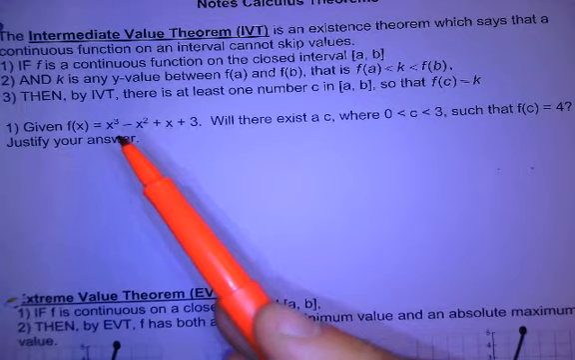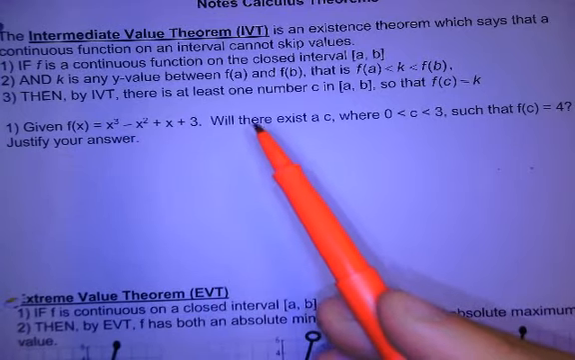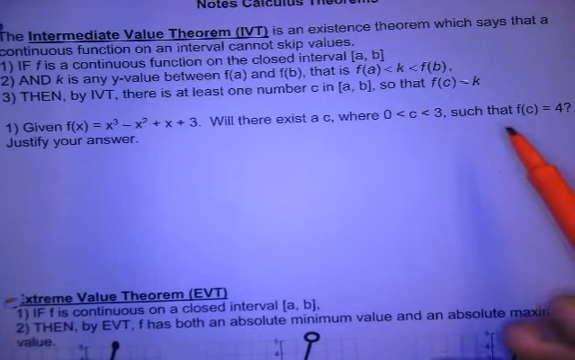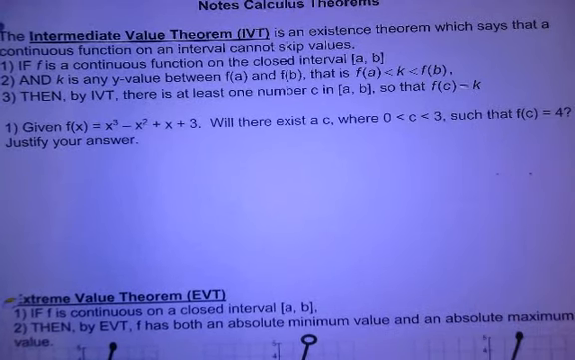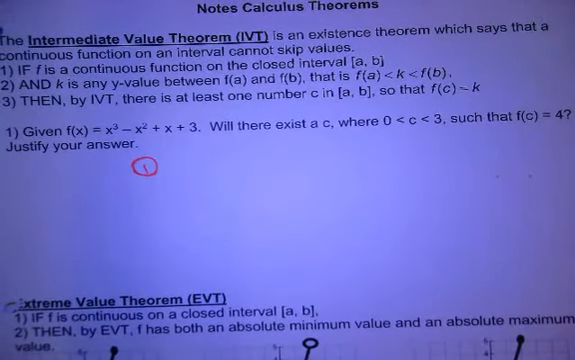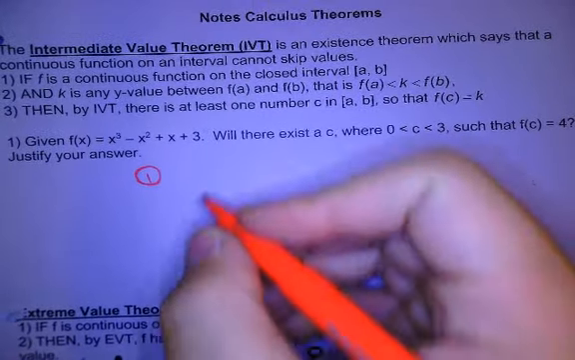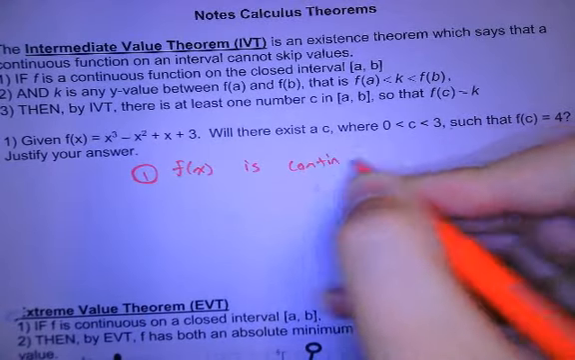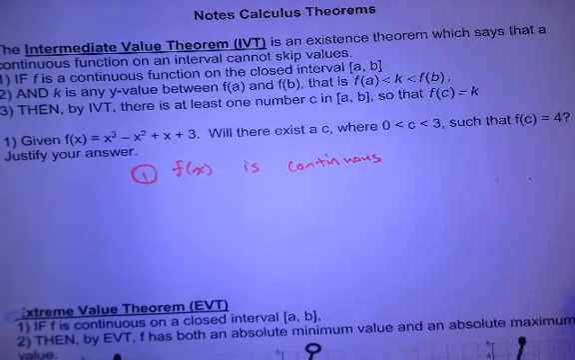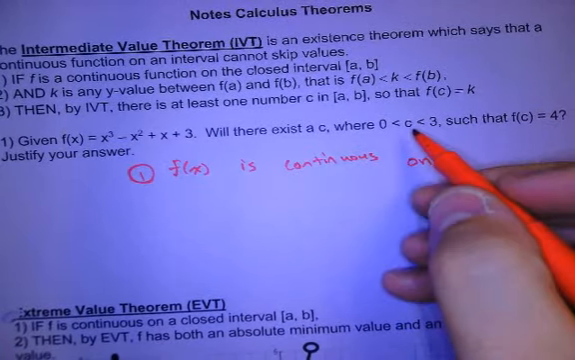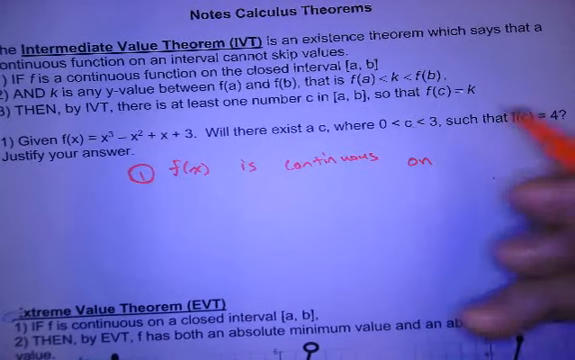Alright, so number one, given f of x, this is a polynomial right here. Will there exist a c, where c is between 0 and 3, such that f of c equals 4? Justify your answer. You have to do three things. Is f continuous? It's a polynomial, so f of x is continuous. And what's the interval? 0 to 3.